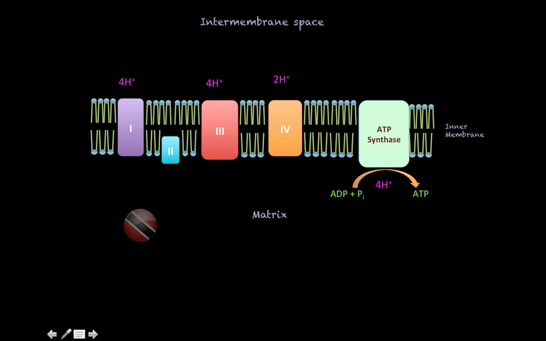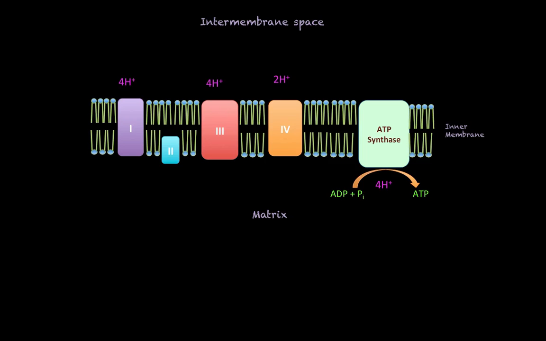Now another thing that we have to talk about is what's happening with the NADH and the FADH2 that we were talking about before. Now NADH will give up its pair of electrons to complex 1. So by giving up its electrons to complex 1, as much as 4 plus 4 plus 2, that's 10 protons, will be moving from the matrix to the intermembrane space.